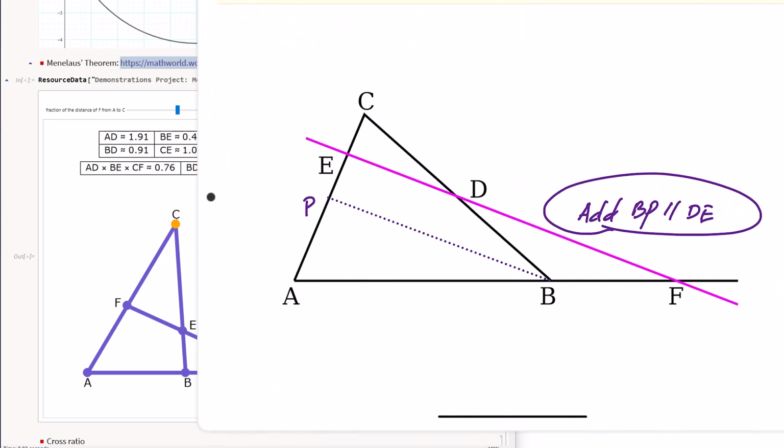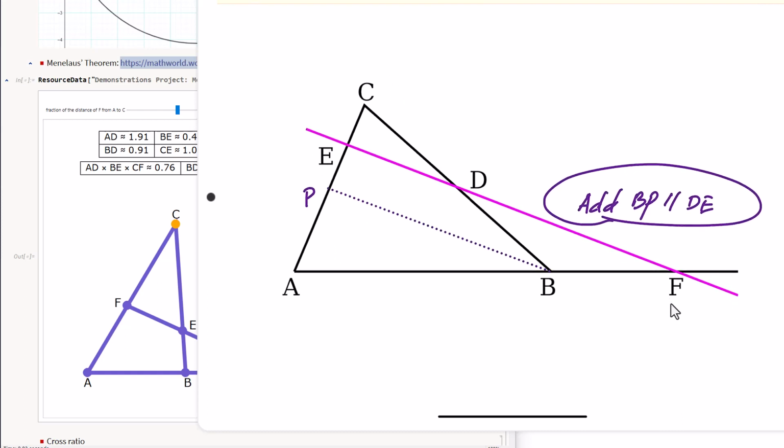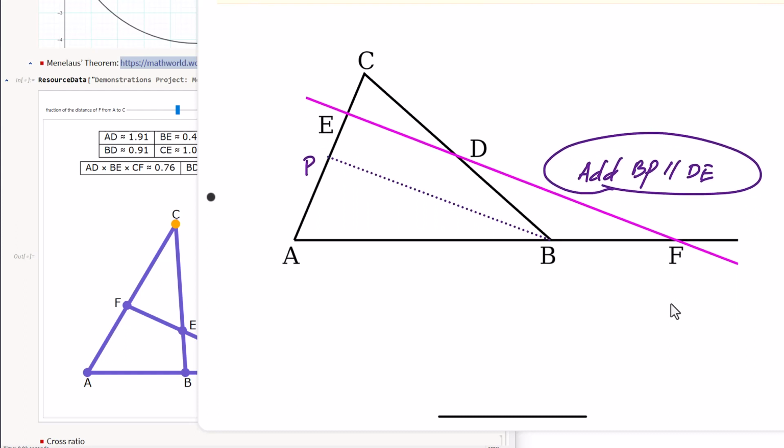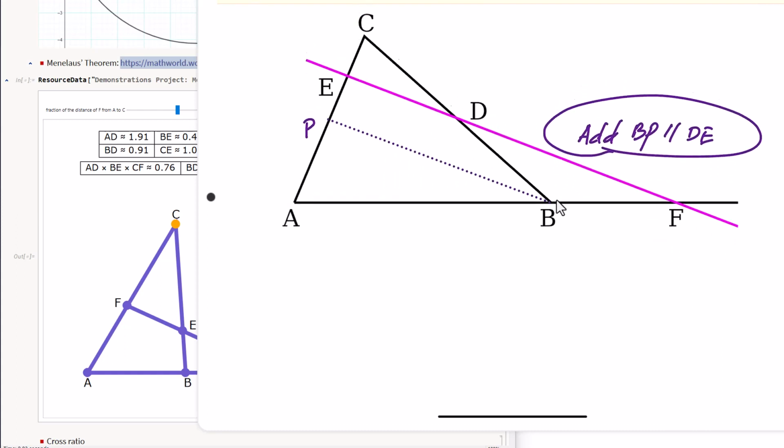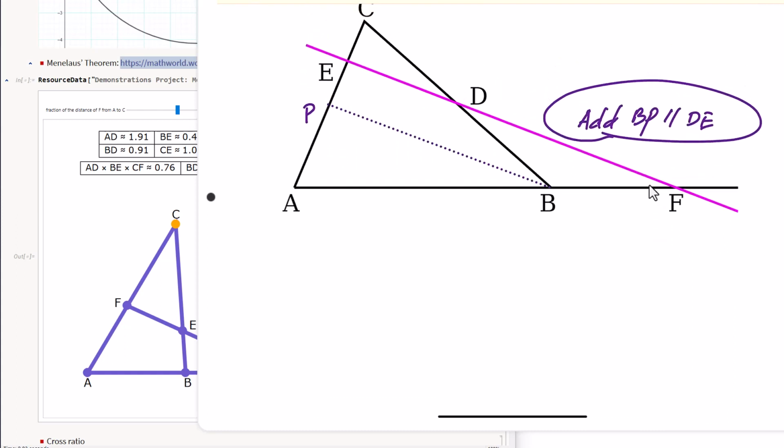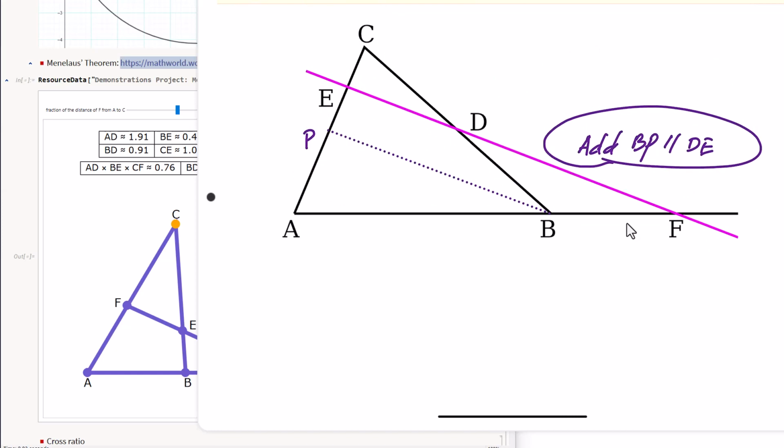So if we have the triangle ABC and the transversal EDF, that's the intersection, the only thing we need to add here is a segment BP. BP is chosen such that P is on AC, and BP is parallel to EDF. Okay, that's the line. And we use some very obvious relationships in the similar triangles.